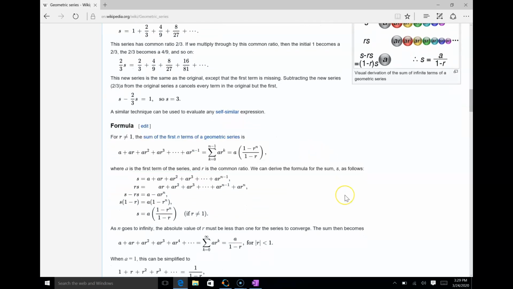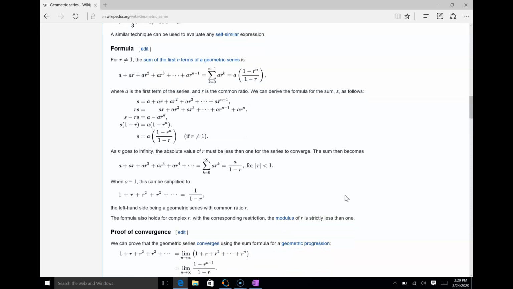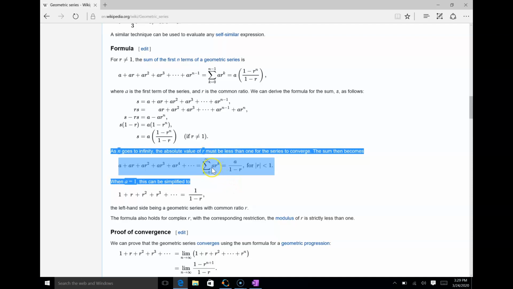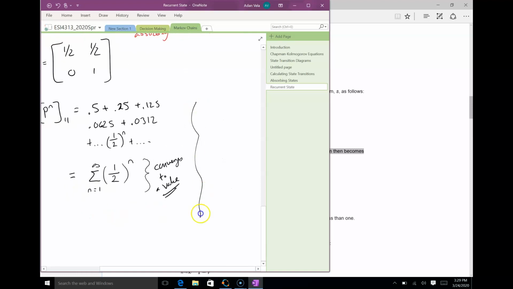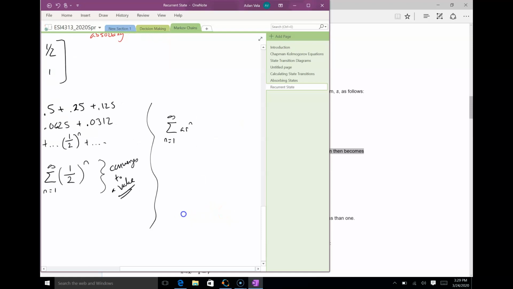Oh, no, that's not the formula. Why did it scroll down? Here we go. Yes, this is the formula we want. So we're doing the summation of r to the k power. Now our r is 1/2 and our a is equal to 1. So I'll go ahead and rewrite this. For a geometric series, I think that's what the summation is equal to.